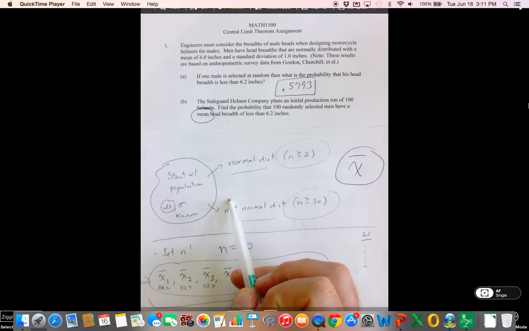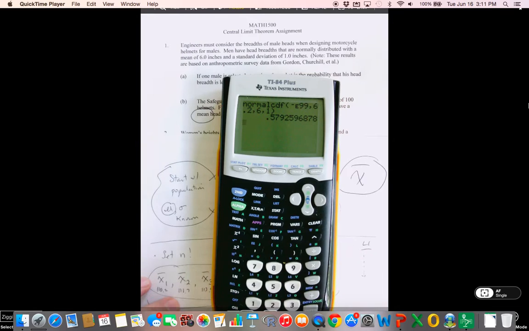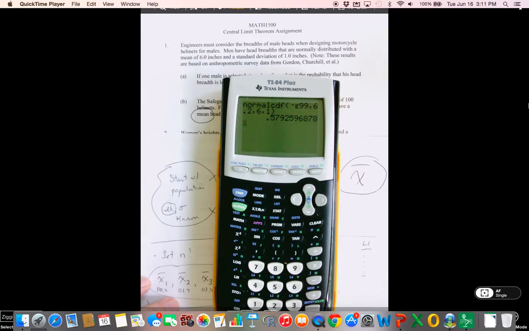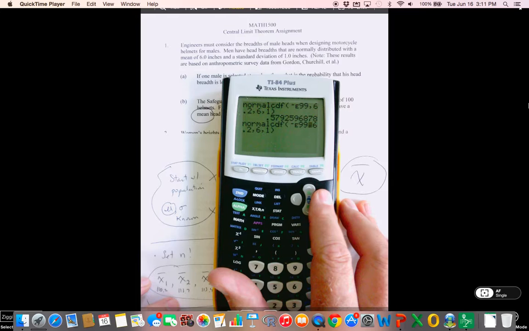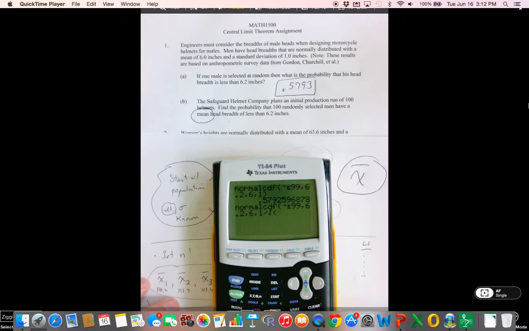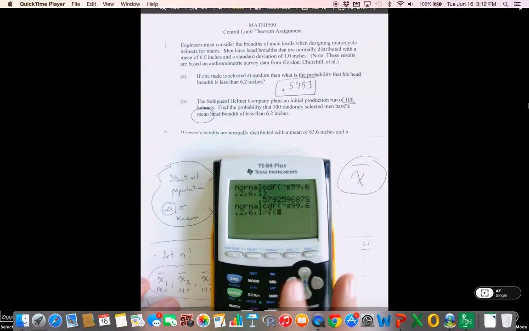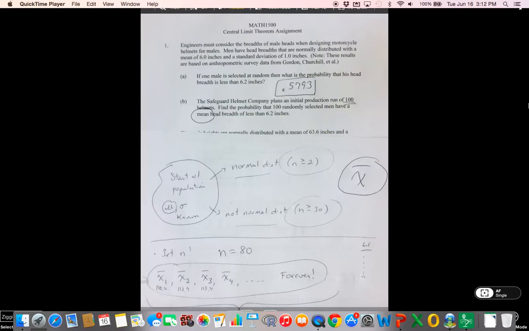So what I need to do here is work the problem the same way. Less than 6.2 is negative E99 up to 6.2. The mean is 6. Guys, in these problems, what do you have to do? You have to divide the standard deviation by the square root of the sample size. We have a sample size here of 100. So the correct answer would be 0.9772.